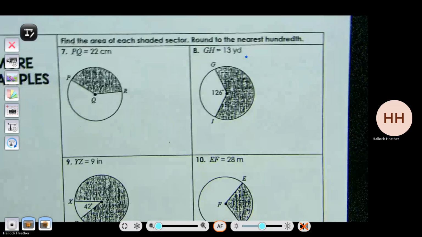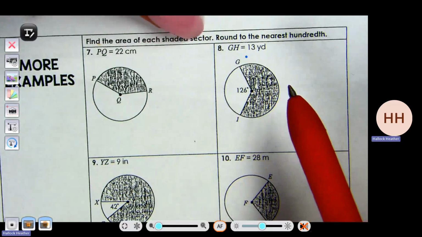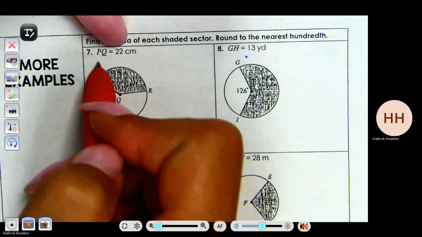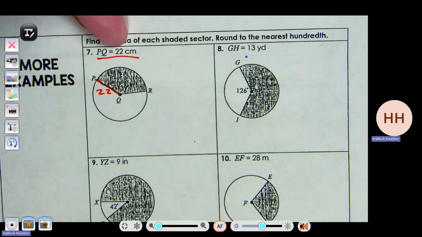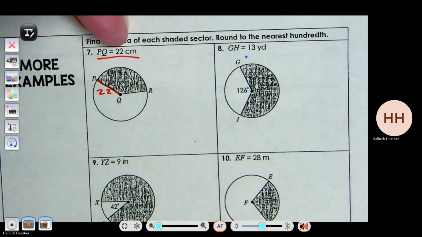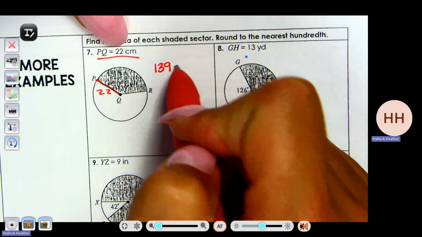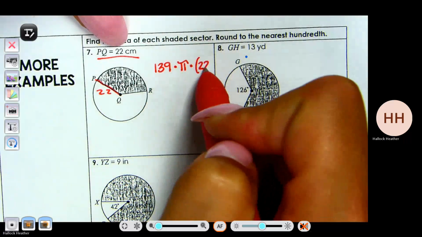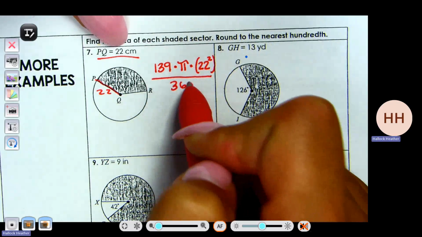Number 7, same thing. It says find the area of each shaded sector round to the nearest hundredth. PQ is 22. So that's my radius. If you squint your eyeballs, how much is that sector? 139. So I'm going to do 139 times pi times radius squared divide by 360.